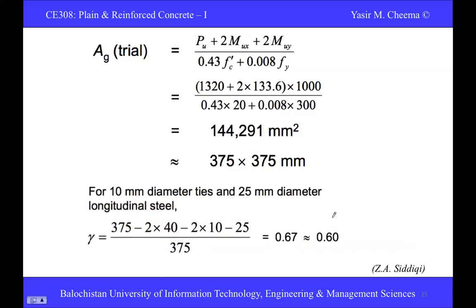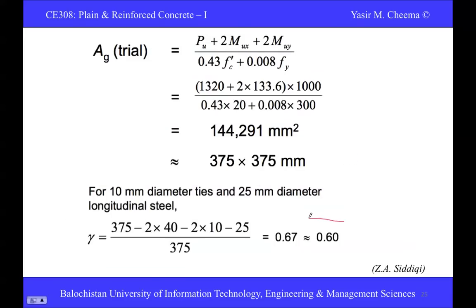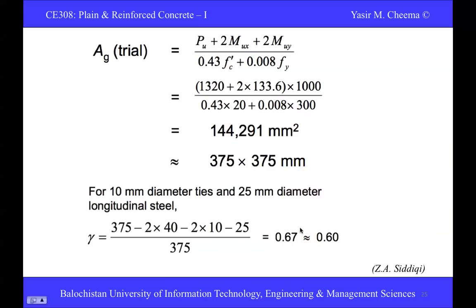Clear? So next we move. First we select this one, gamma. Now we will check this area of steel, this gross area and this gamma value. We will use these two values to find whether this satisfies the design criteria. Does this satisfy all the three load combinations or not?